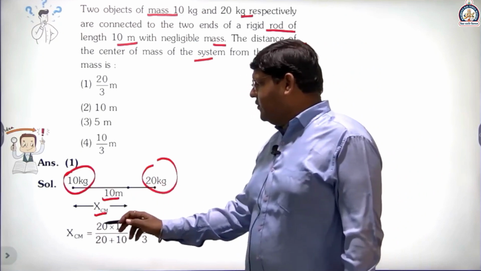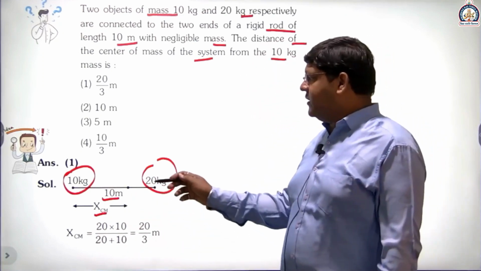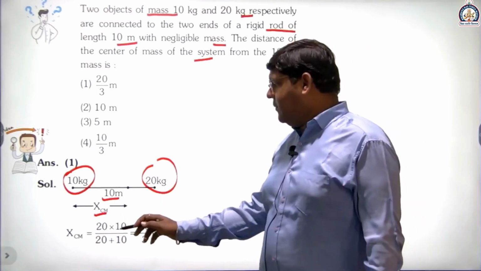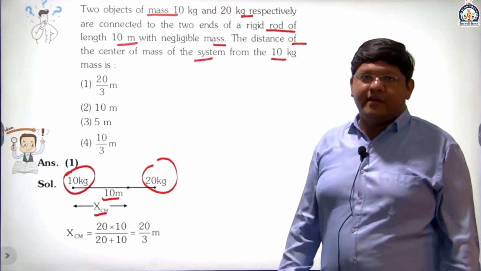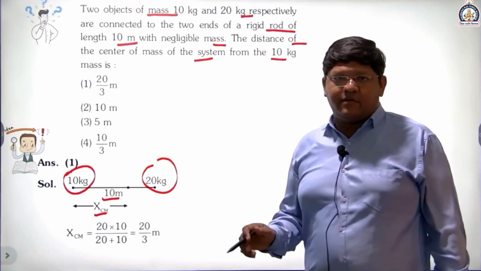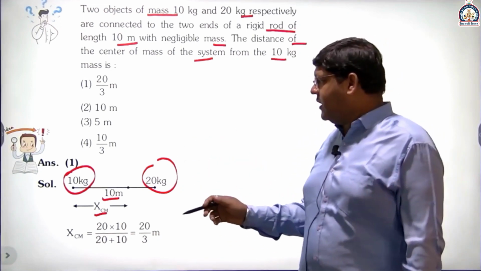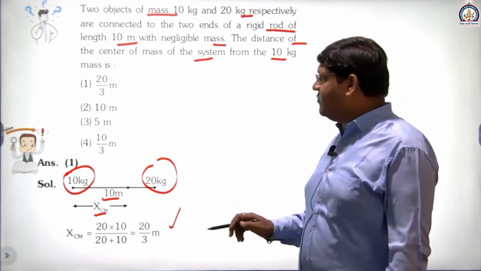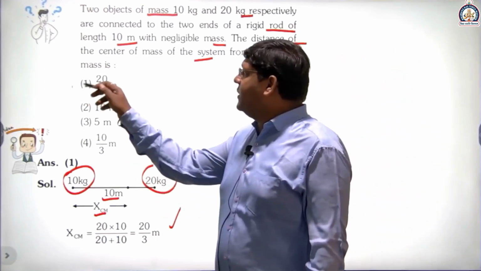From the 10 kg. So the relation is xcm, center of mass for the x coordinate, is 20 into 10 upon 20 plus 10. That's simply mass into distance upon total mass. Okay, mass into distance upon total mass. So the required answer is 20 by 3. That is our option number 3.